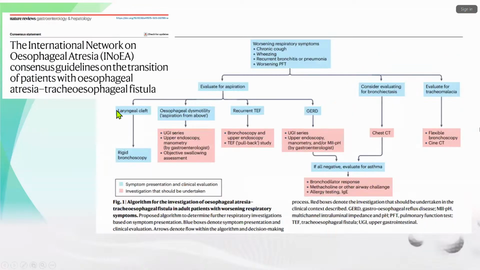Even in the long term, this is not only a problem in children or the young age only. This is the international network on esophageal atresia consensus guideline for transition patients from esophageal atresia and TE fistula. They recommend to evaluate from the symptoms first and evaluate for aspiration. If you suspect laryngeal cleft, you do rigid bronchoscopy. With motility issues or aspiration from above, you do the upper GI series, upper GI manometry, and observe the swallowing assessment. With recurrent TE fistula, you do bronchoscopy with the pullback study. With GERD, you do upper GI endoscopy, manometry, and the pH probe. And a CT scan to identify bronchiectasis.